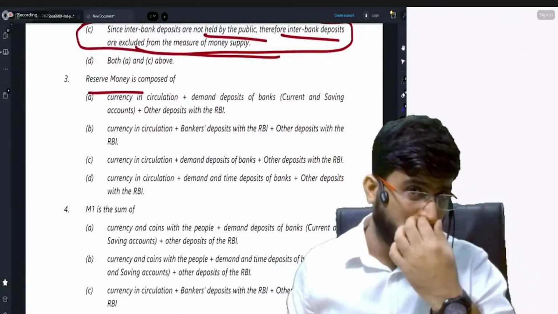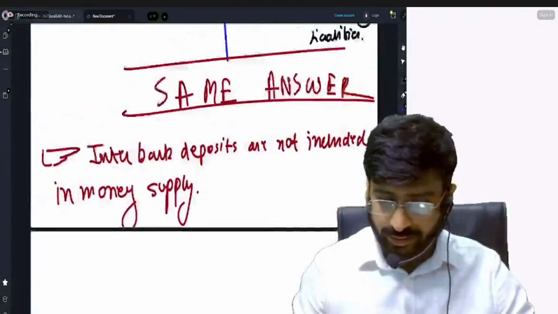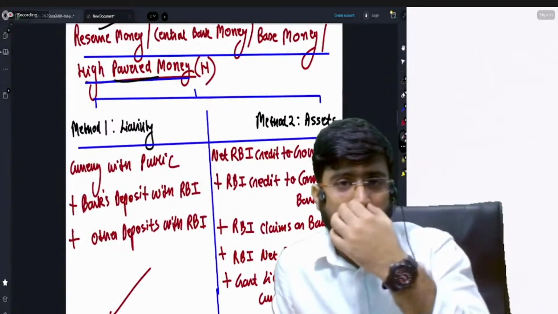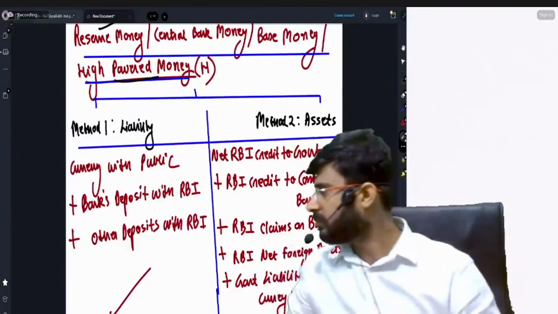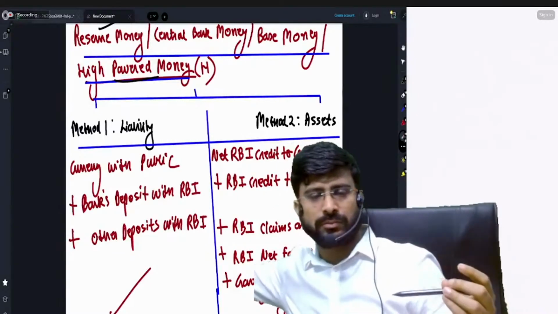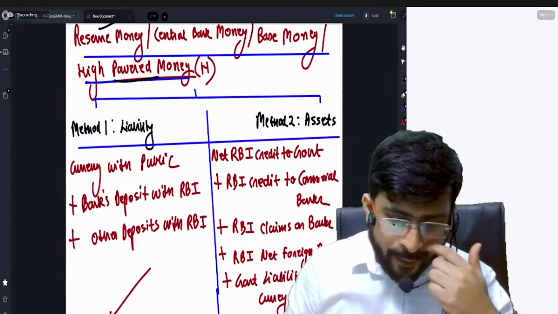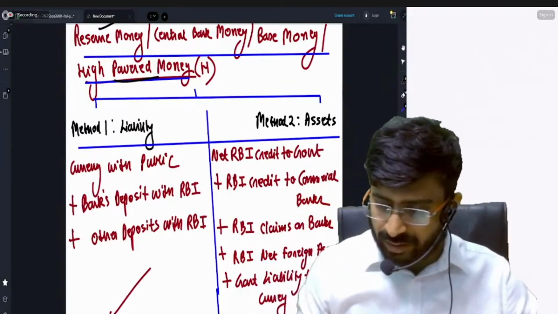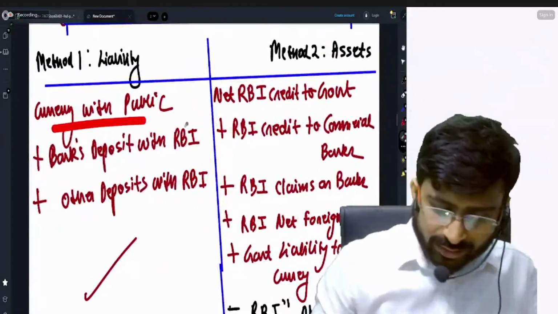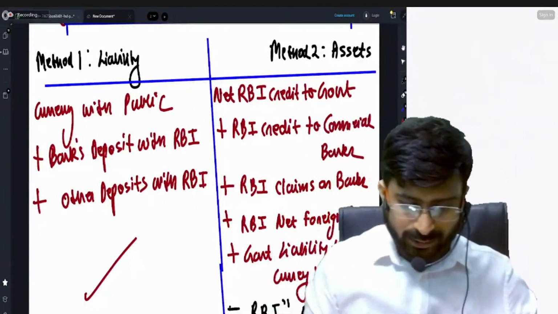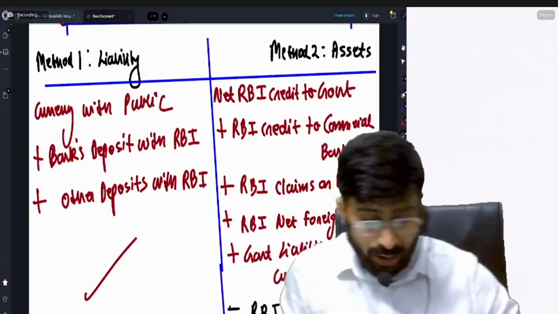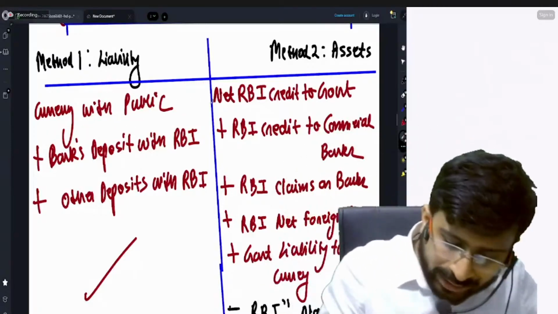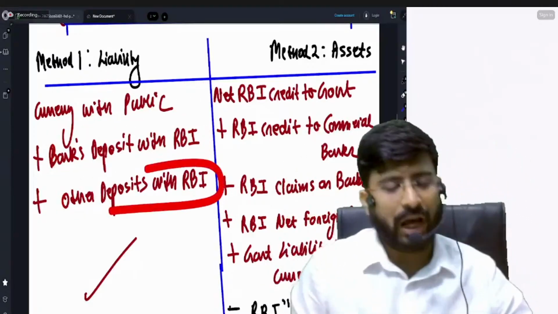Reserve money is what? I have shown you the calculation. Don't tell me I haven't. Here it is. Check. Reserve money, that is high powered money. Under the liability approach, it is the currency with public plus bank deposit with RBI plus other deposits with RBI. See, I have shown you.